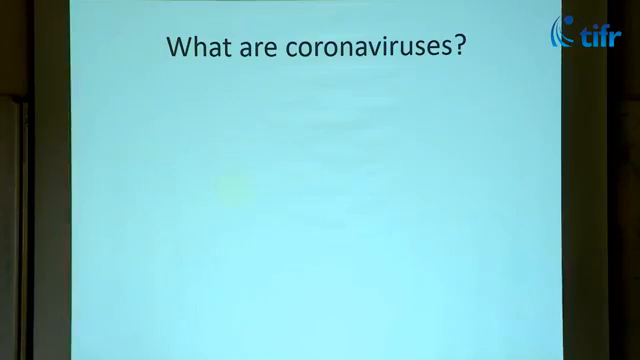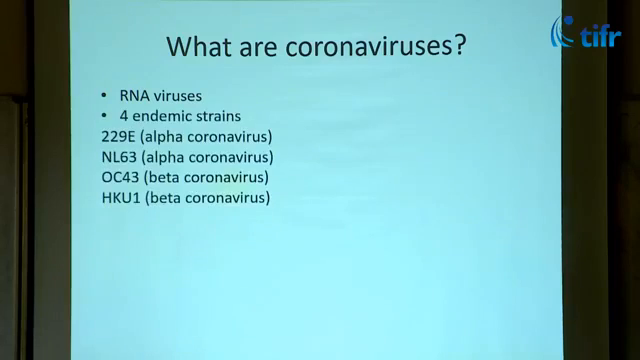So now we'll come to the main part. What are coronaviruses really? They are RNA viruses. I remember I told you that viruses can have genetic information in the form of DNA or RNA. Coronaviruses have their information coded as RNA, and what that basically means is that coronaviruses can mutate faster. In biology we call mutations a change in the genetic information of the bacteria or the virus, and RNA viruses can mutate faster. And there are 4 endemic strains of coronavirus.